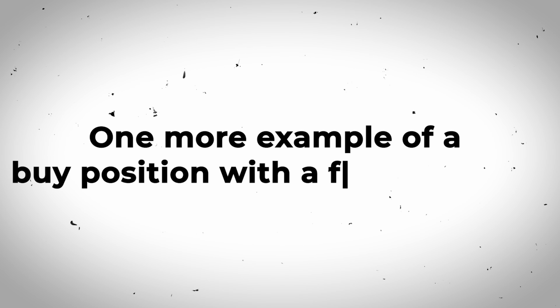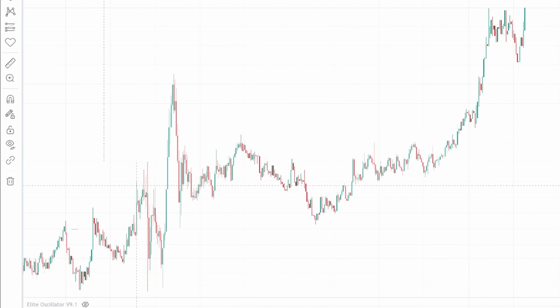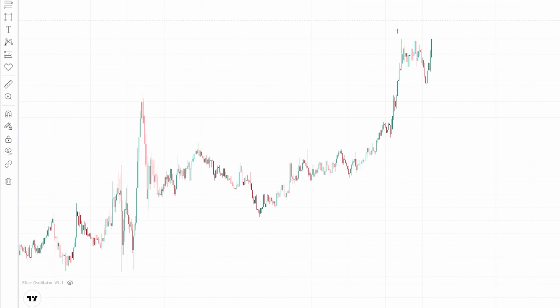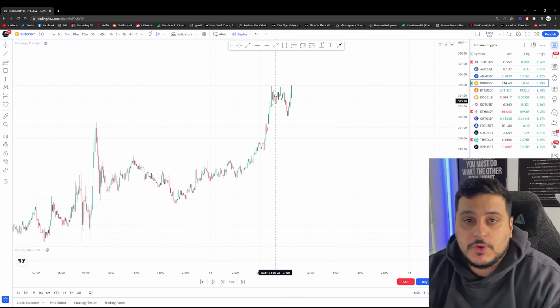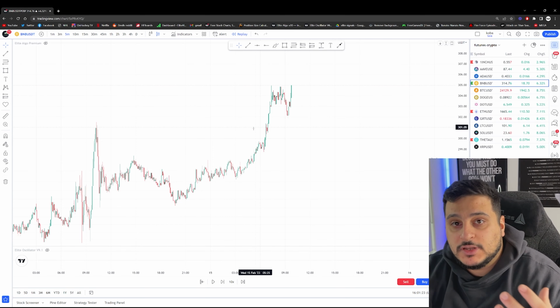All right, so let me show you one more example of a buy position with the Fibonacci tool, just so you guys understand it perfectly and know how to do it. So again, we have a very bullish chart. We see that the price is creating higher lows and higher highs all the time. We just had a new high created, so now we know that the Fibonacci tool could be a good tool to be used right now to catch the next trade.